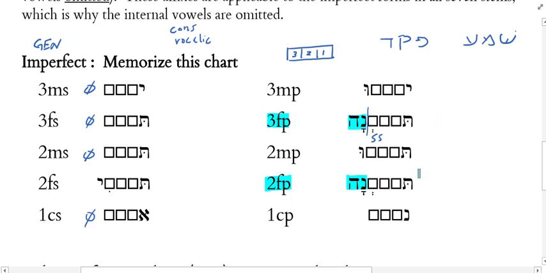If I have nah, it's 3FP and 2FP. Notice they both have the same prefix. So guess what? When you actually see the real forms, these two are going to be identical to each other. Okay? They are the same. They are ambiguous. You will have to pay attention to the context to know in your discourse, is the person speaking to a you or speaking about a feminine group of they. All right?